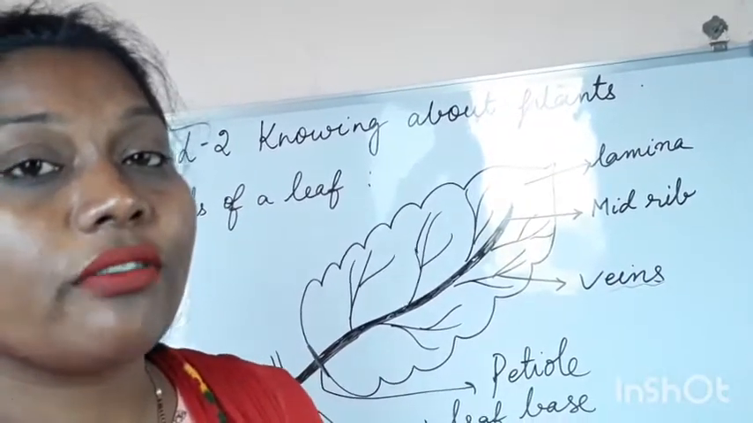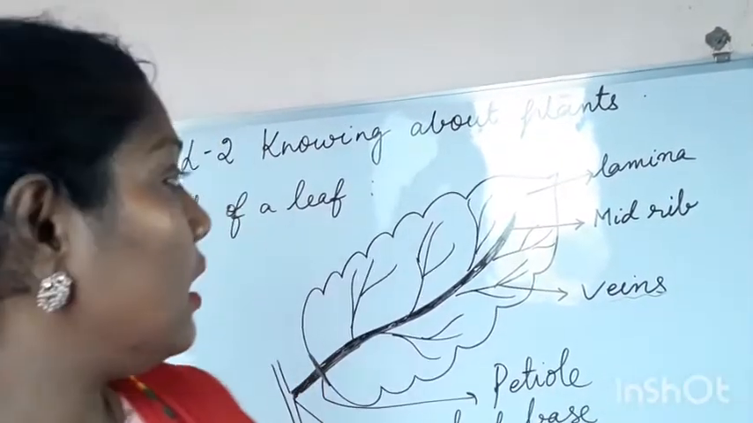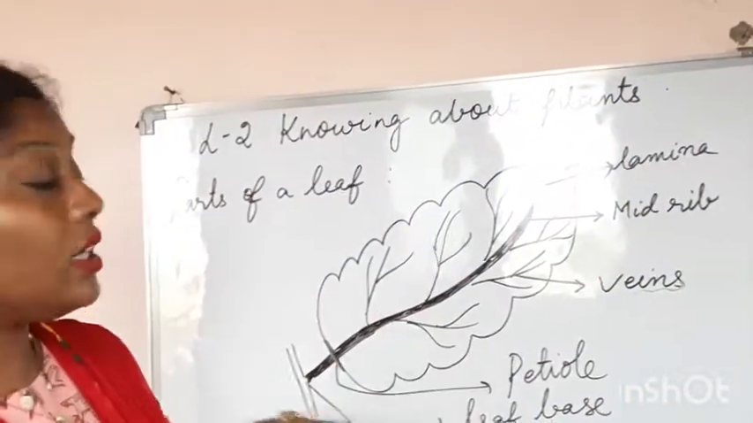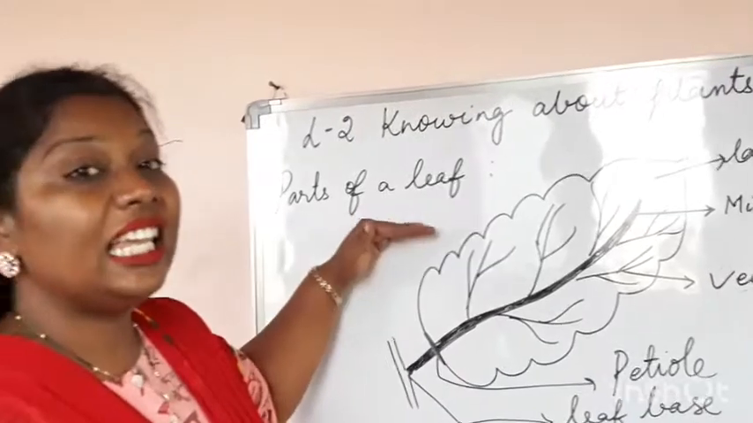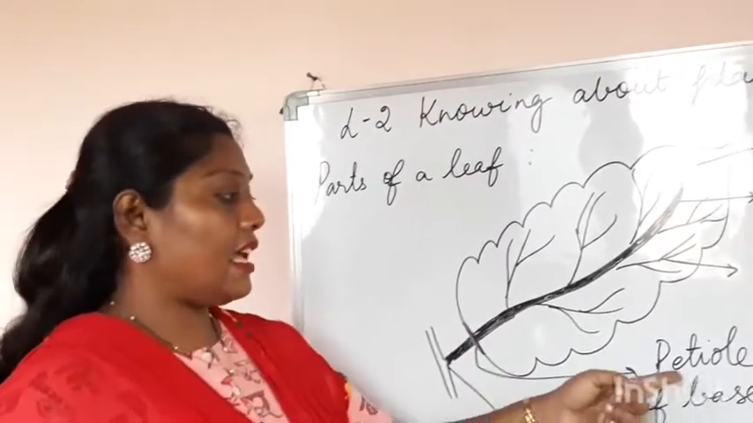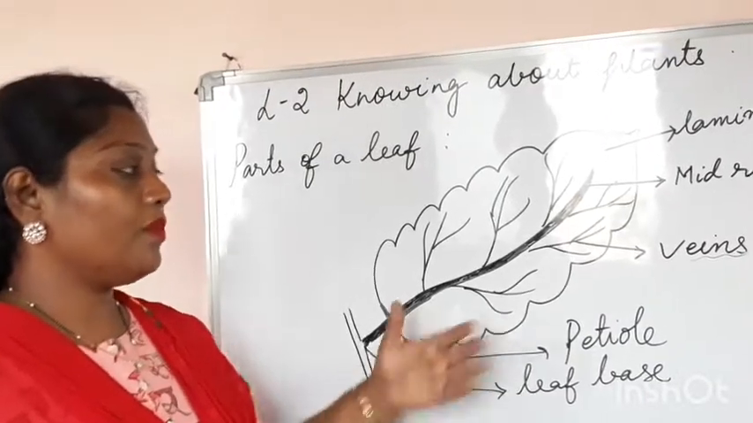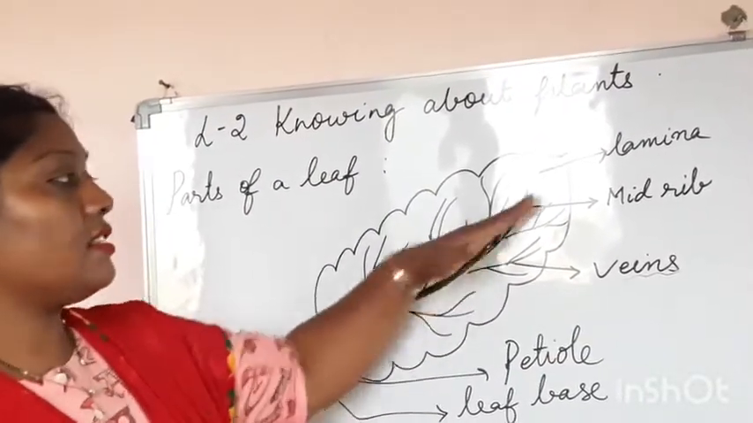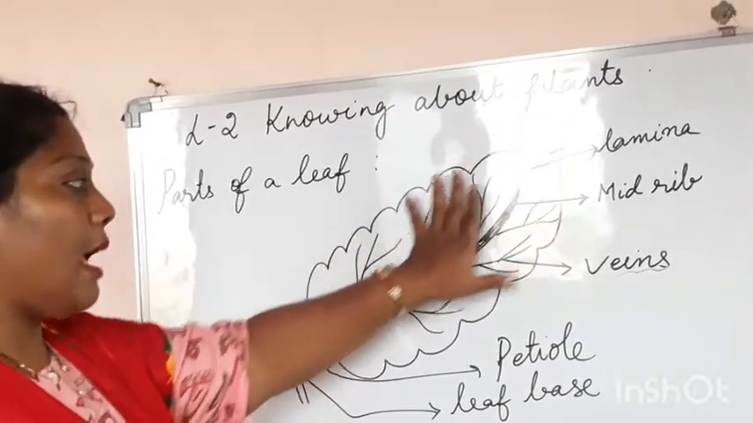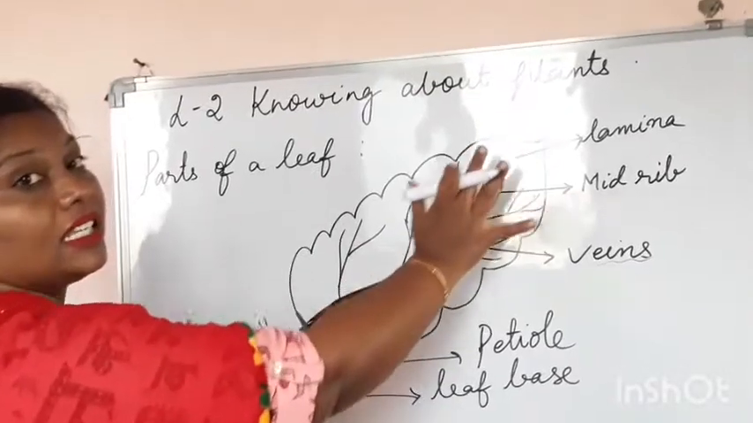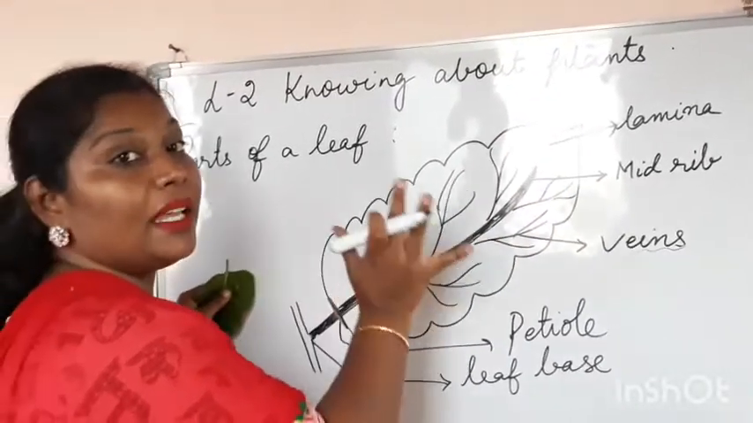What are these called, children? Veins. Okay. So these are the important parts of a leaf. First one, leaf base. Next one, petiole. Next, veins. And next, the midrib and the lamina. See here, this white colored portion completely is called as lamina.